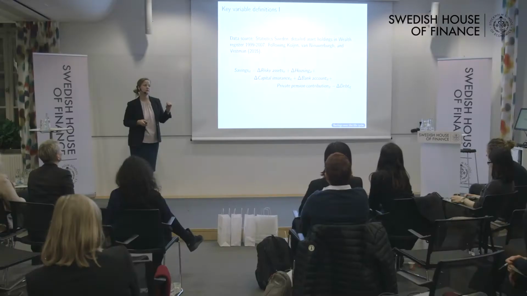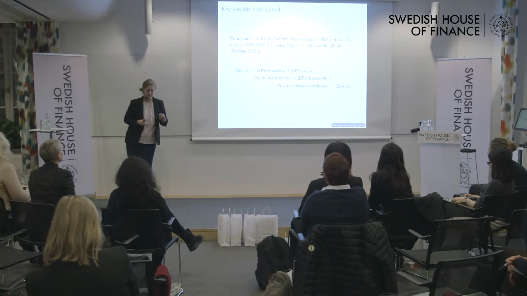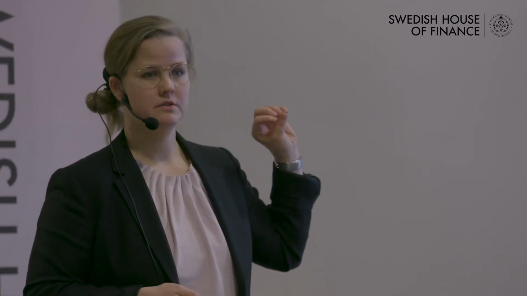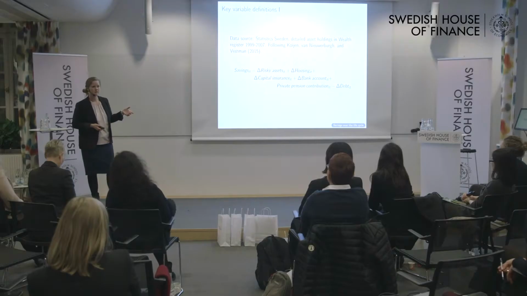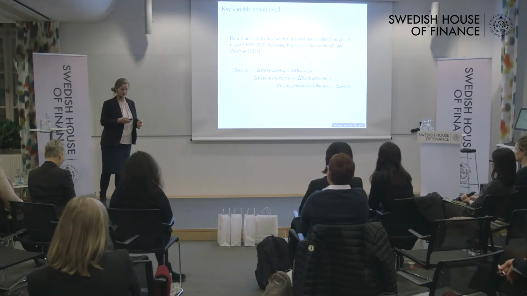So I'll focus the results on the first part here, but then I do in the paper some tests to also control for these other factors. Okay, so I use individual level annual data on detailed asset holdings. To measure savings, I look at the active change in different asset classes at individual level. It's risky assets, housing, capital insurance, bank accounts, and private pension contributions that I observe, and then I look at the measure net of any change in debt. So it's an annual net savings measure.